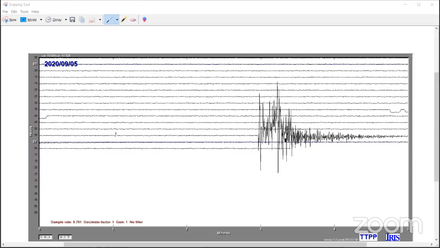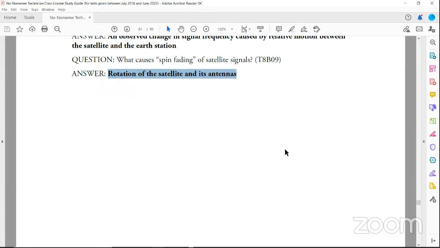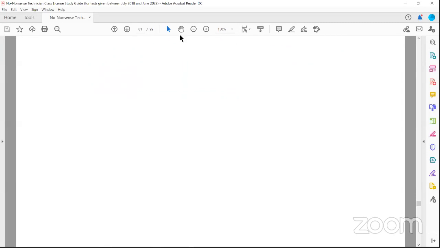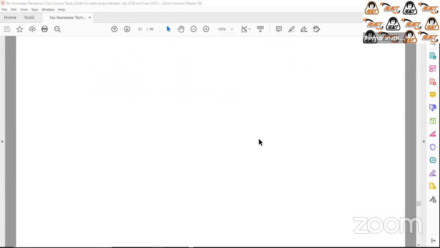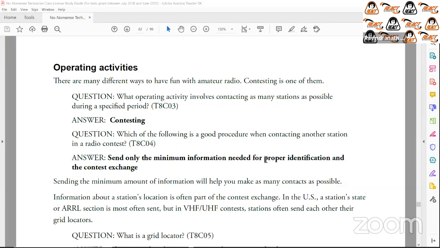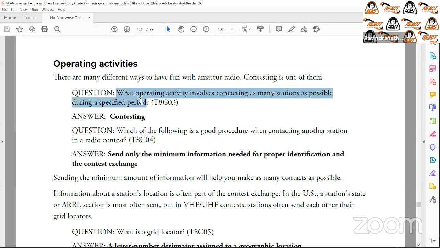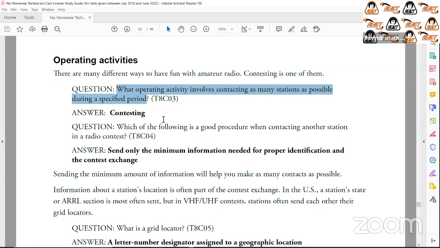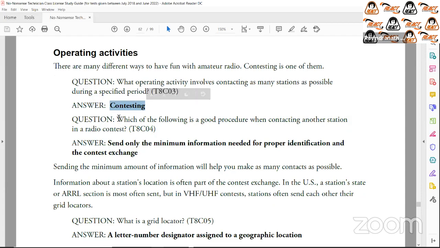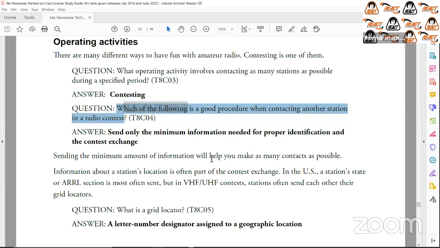All right, so let's continue with the question pool, the no nonsense guide. All right, next question. So welcome back everyone. What operating activity involves contacting as many stations as possible during a period? That is called contesting. It's very popular with amateur radio operators.